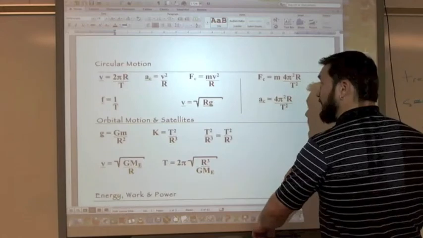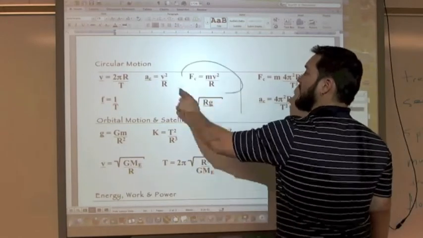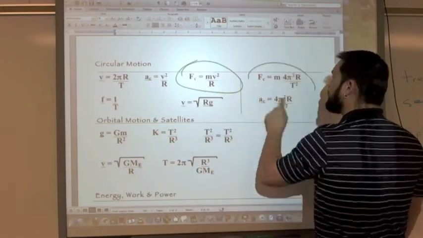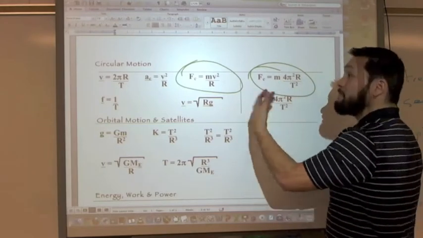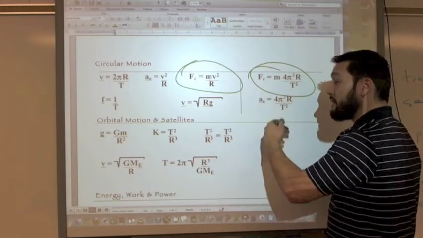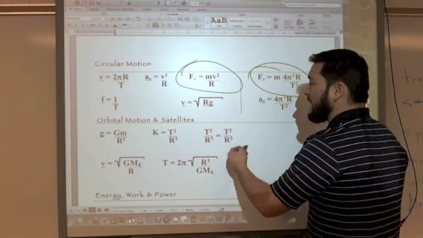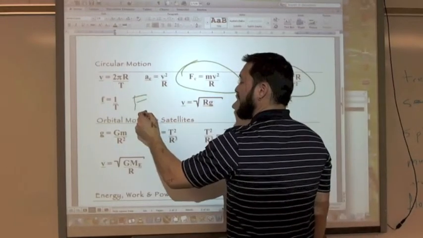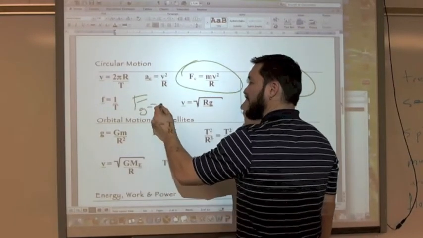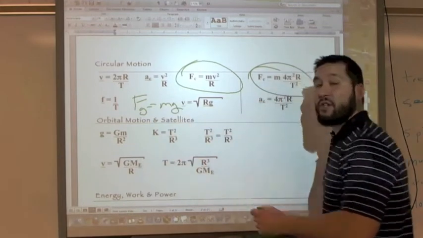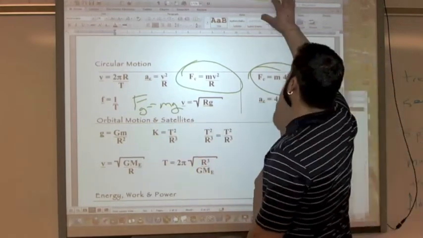Jumping down to here, that means you've got two possibilities. That gives you Fc, and that gives you Fc. Then, depending on what you're looking for, you get different variables. Okay? The other one, which we'll look at very quickly, is that force of gravity is equal to mass times gravity.